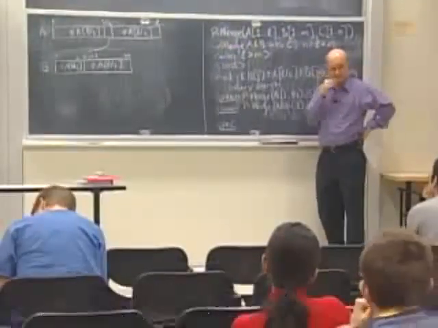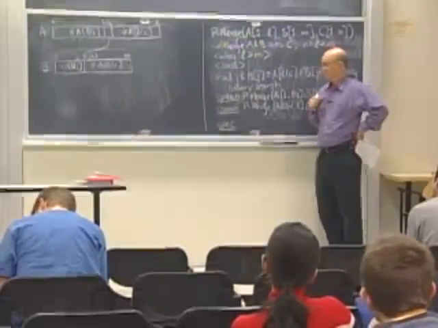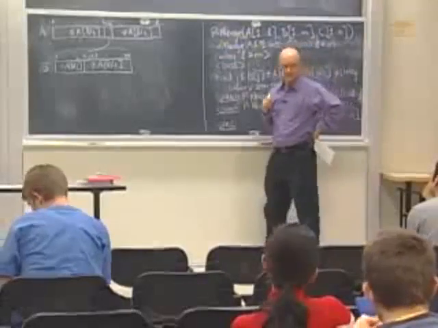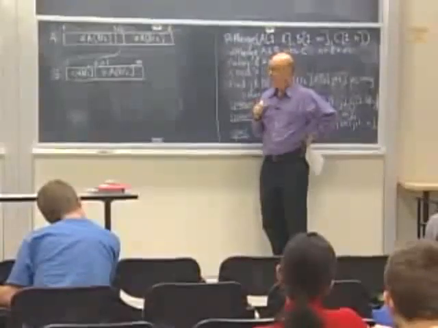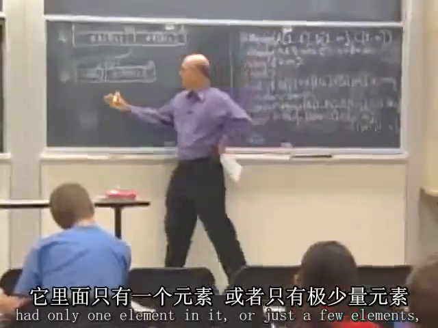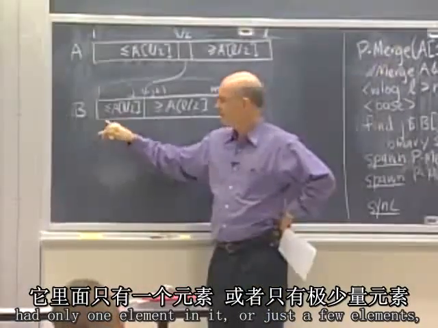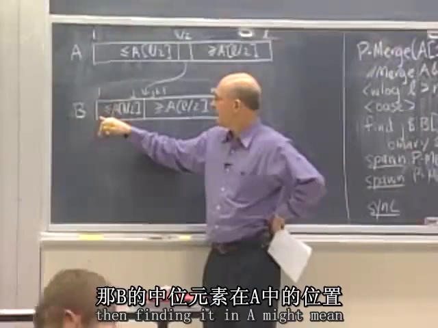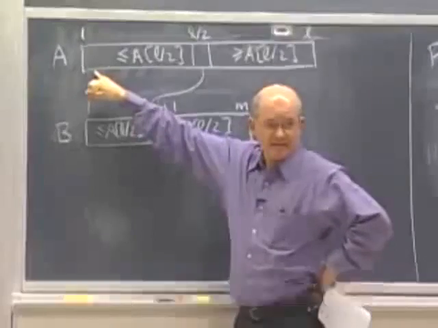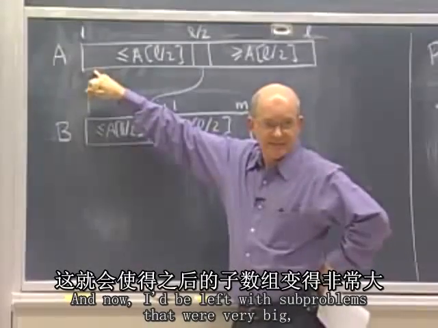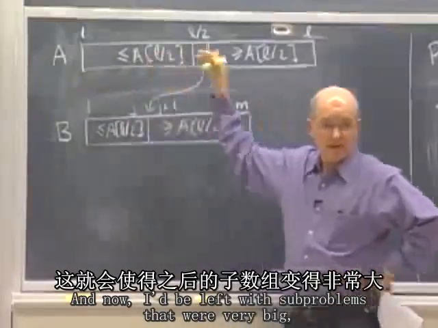Yeah. Because then you know you split the array A in half. Okay. Whereas if you're guaranteed, which is better than guaranteed, split B in half because A is bigger. So yeah, imagine that B, for example, had only one element in it. Okay, or just a few elements. Then finding it in A might mean finding it right near the beginning of A, and now I'd be left with subproblems that were very big.